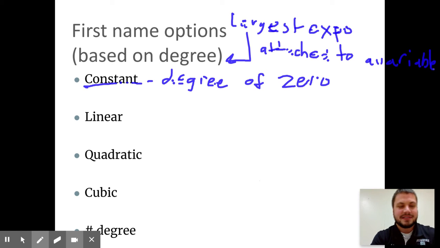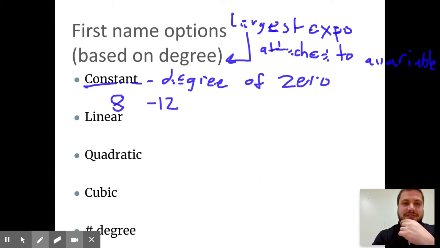Okay, so a constant by definition is a number that does not have a variable on it, like for instance the number 8 or the number -12. Since this does not have a variable, it does not have a degree, so its degree is 0. Its name would be a constant.